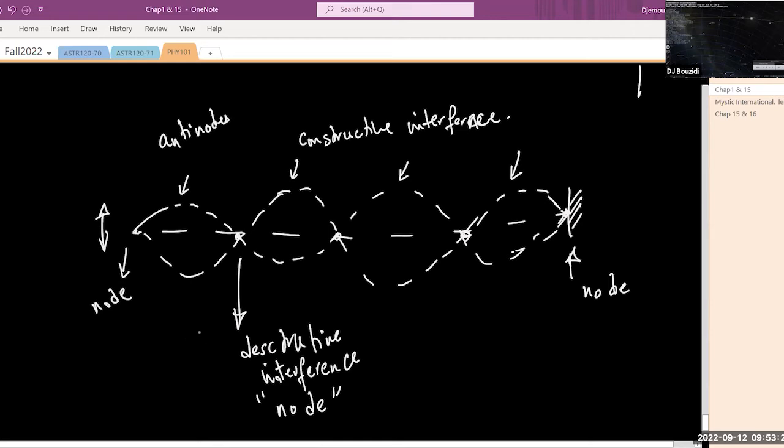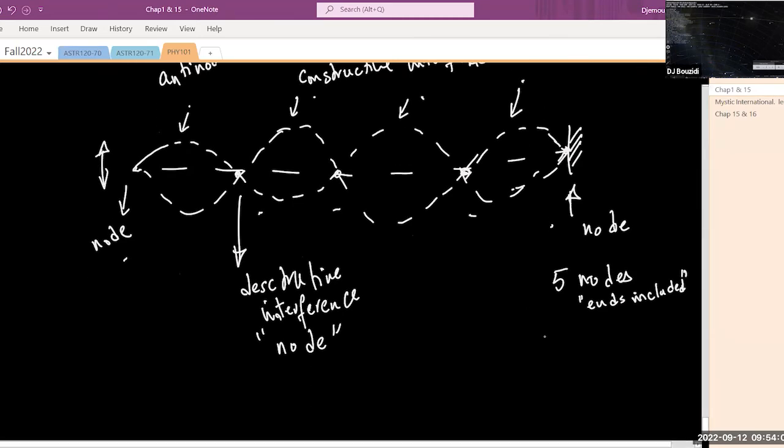So you ask, how many nodes do I have? Count them in this situation. I have 1, 2, 3, 4, 5 nodes. How many antinodes do I have, including the ends? I have 5 nodes in my example, the ends are included. If you don't include the ends, of course, it's only 3. But if you include the ends, which typically you do, then you have 5 nodes. How many antinodes will you have? 4 in this situation, because you have 1, 2, 3, and 4.